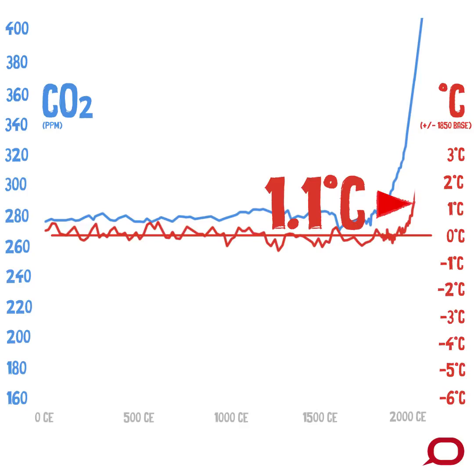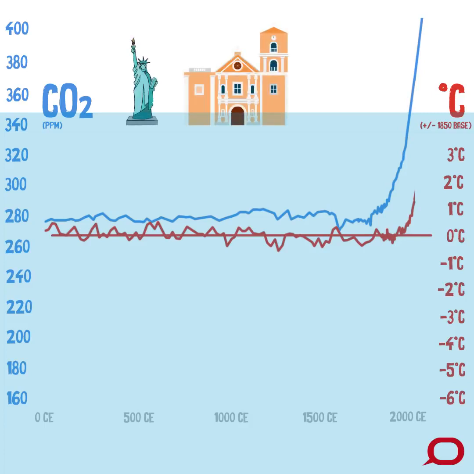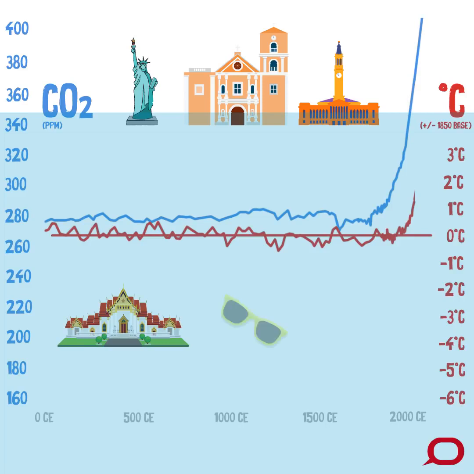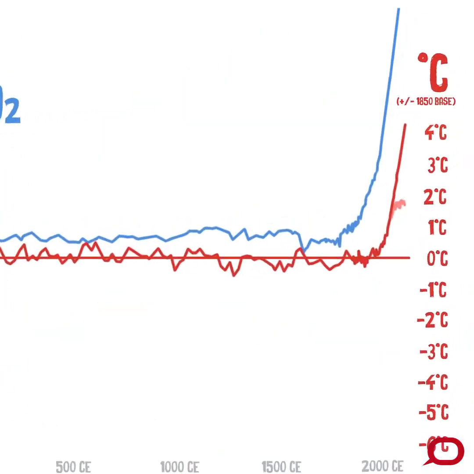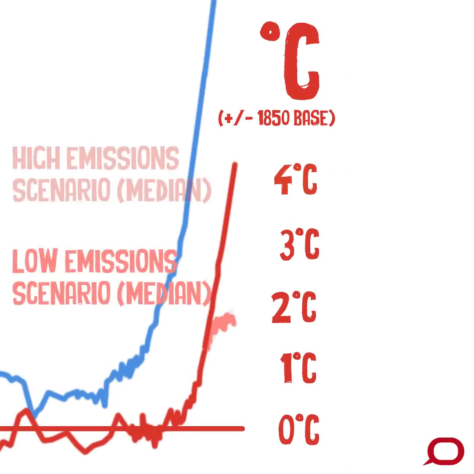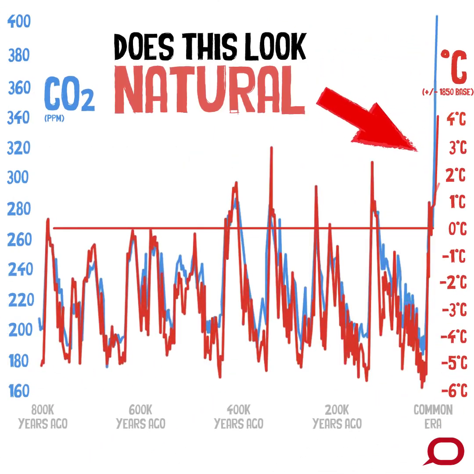This might not sound like much, but the last time our climate was that warm was the last interglacial period, when sea levels were 6 to 9 metres higher, enough to creep into cities like New York, Manila, Brisbane, and flood Bangkok, Miami, Amsterdam, and many more. On current projections, by 2100, our climate could warm by 4 degrees Celsius or even more, depending on our actions to cut CO2 levels. So, does this look natural to you?